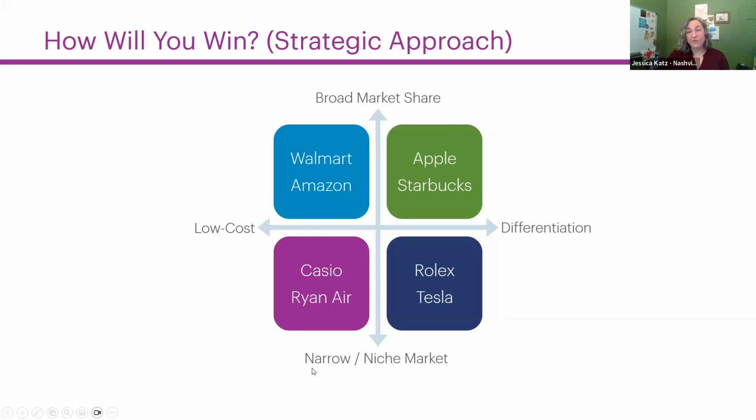Meanwhile, and you may not even know these because not all of them are US based, low cost narrow niche companies tend to stay more regional or local. Ryanair is an airline that I don't believe is in the US. Airlines are not my specialty, and I apologize if I got that wrong. And then Casio is a watch brand competing with Rolex, but it went for the low cost approach instead of the differentiation approach. Casio isn't a status symbol, but you can get them pretty inexpensively, and I think you can even get them at Walmart. So that's a different approach to strategy that we're talking about here.